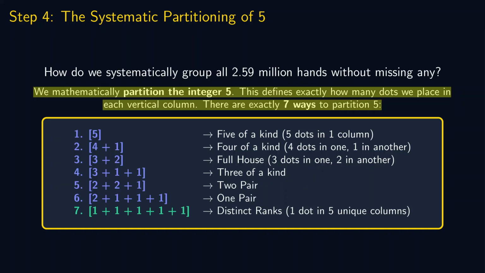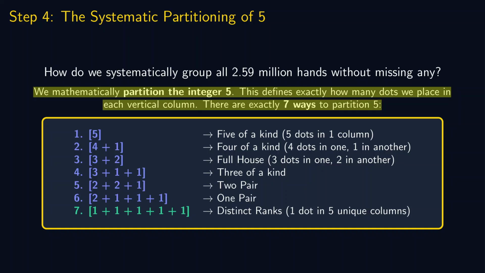Think about a full house. 3 cards share one rank, and 2 cards share another rank. So the distribution is 3 in one column, 2 in another column. We write that as 3 plus 2. Think about a one-pair hand. 2 cards share the same rank, and the other 3 cards are all from different ranks. So the distribution is 2 in one column, then 1 in a third column, 1 in a fourth column, and 1 in a fifth column. We write that as 2 plus 1 plus 1 plus 1.